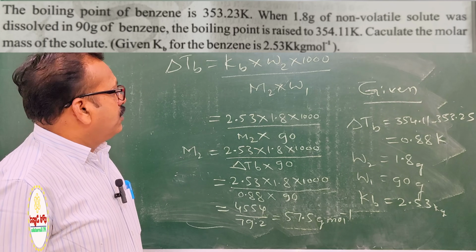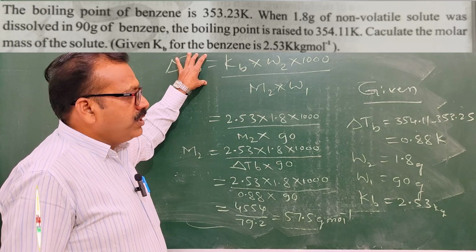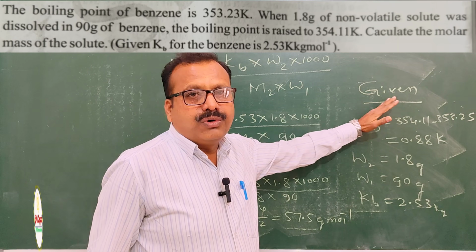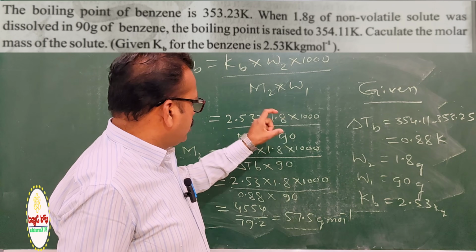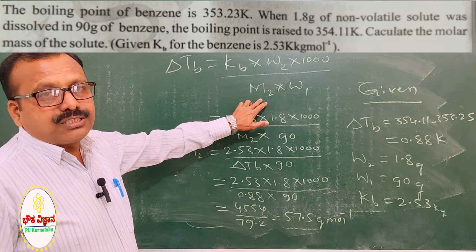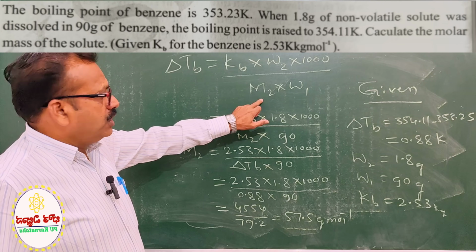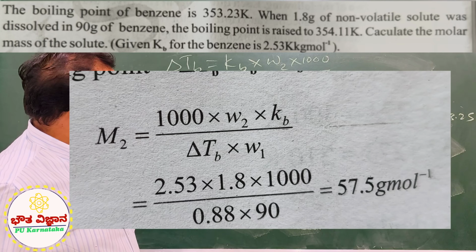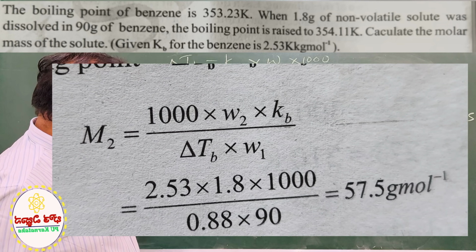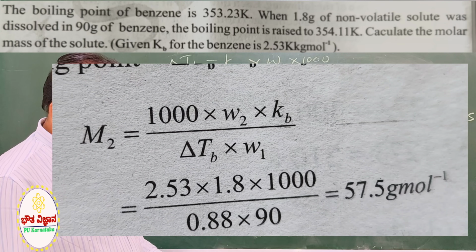So here you have to remember the formulas and whatever the given values, you have to substitute, just rearrange. They have asked molar mass of solute, so M2 equal to del Tb will become here. Then you have to substitute, you will get the answer.